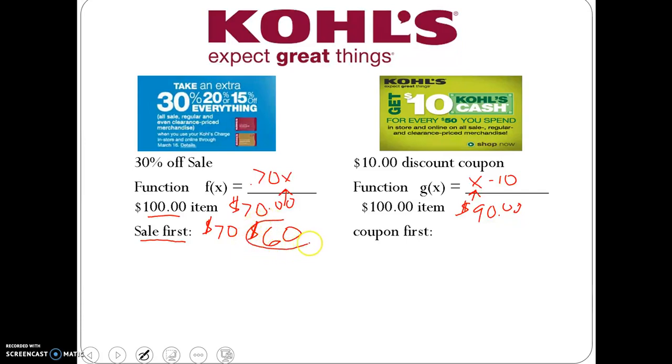So let's talk about what would happen if we did it in the other order. Let's say that we came in, we bought a $100 item, and we gave them the $10 coupon first. We would stick 100 in for this x here, and 100 minus 10 would be $90. Then we would take that $90 and we would go ask for 30% off of that. And so we would stick 90 in for the other x and multiply it times 0.70. And 0.70 times 90 is $63.